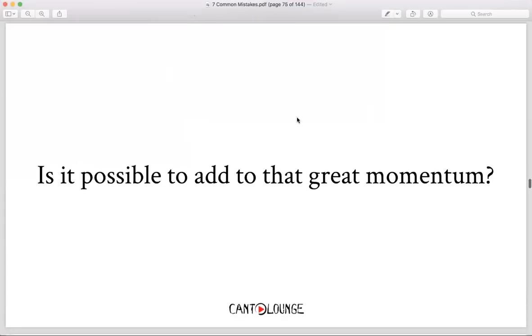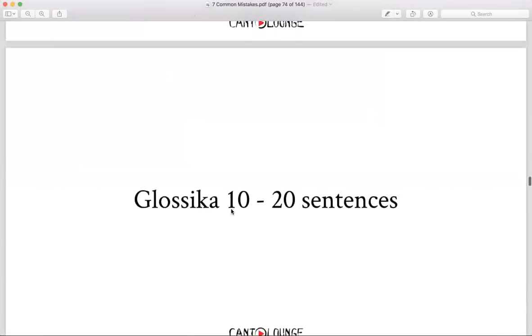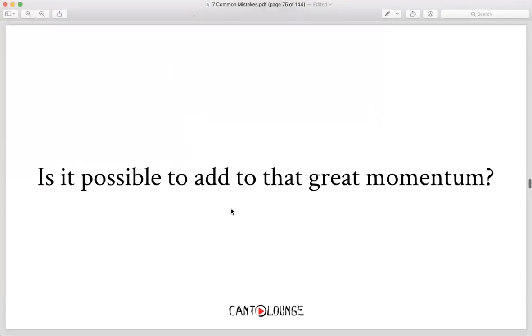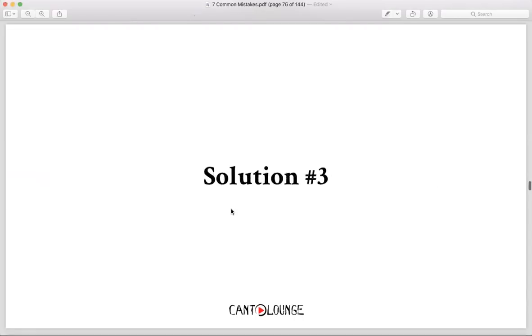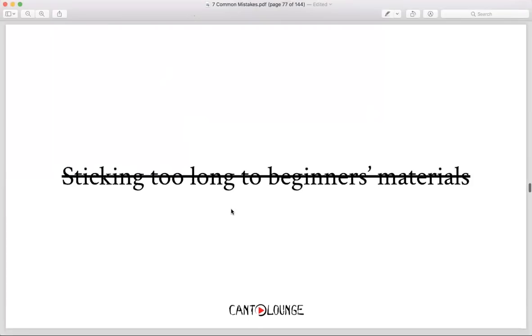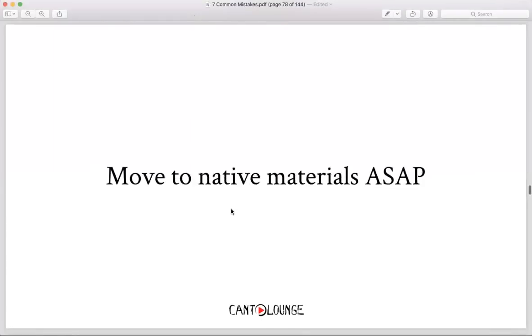Or maybe if you're doing Glossica, you might want to add a sentence or two every day, just a way of adding volume. There's always more to learn with languages, and never enough time. So anyway, moving on. Number 3, taking too long on beginner's materials. So I guess the obvious advice here is to move to native materials ASAP.